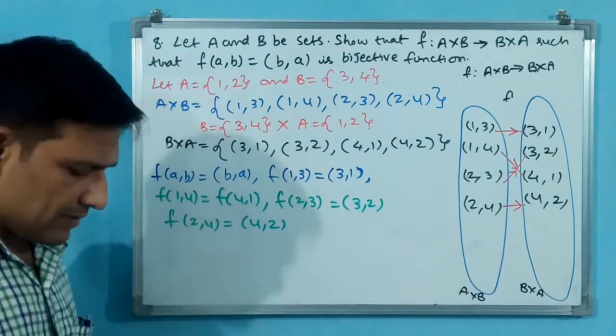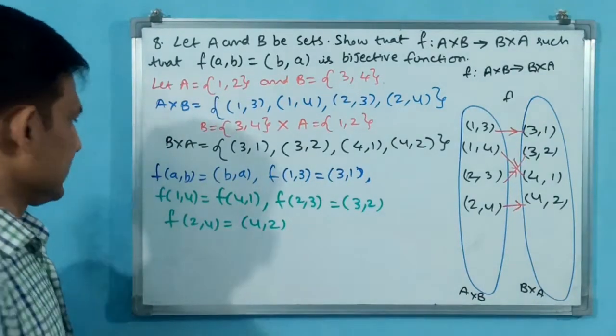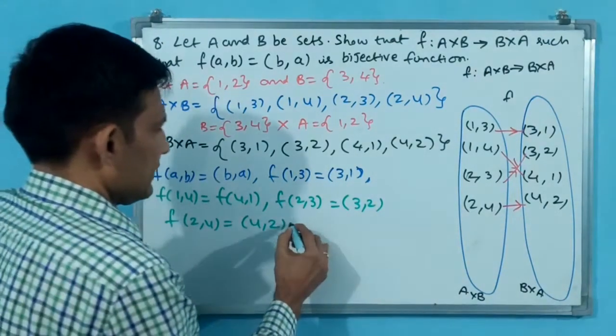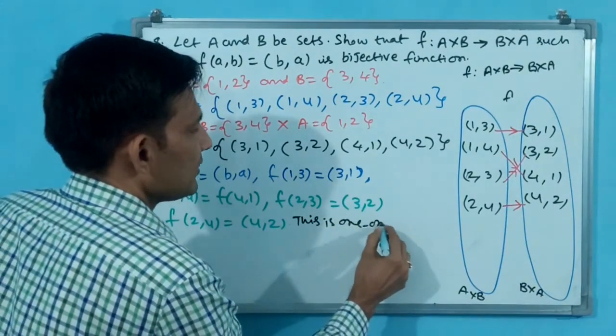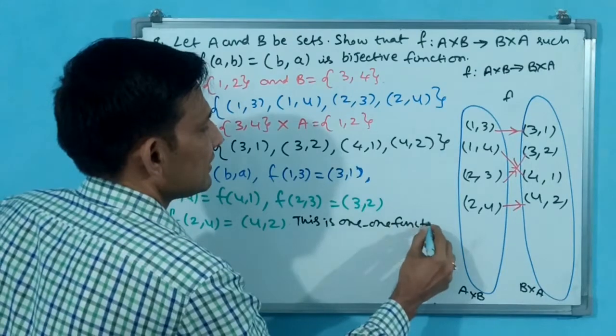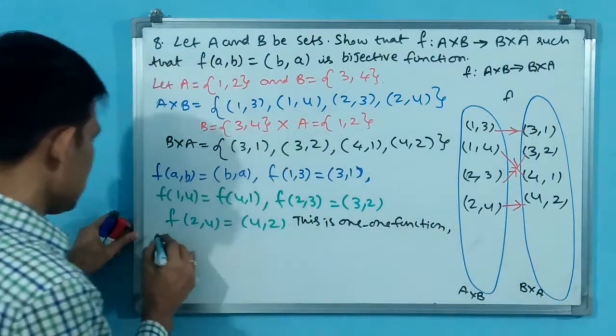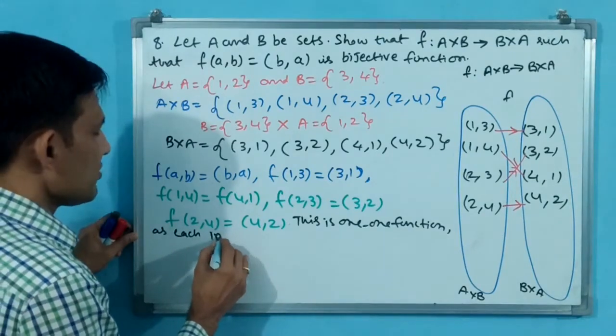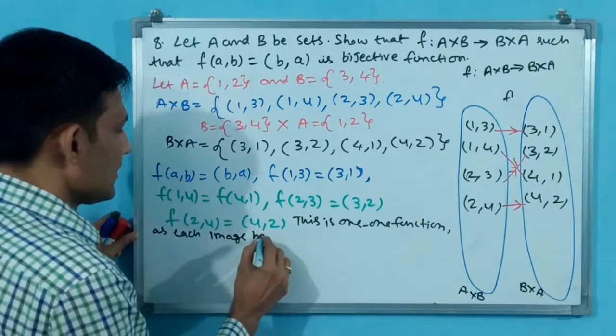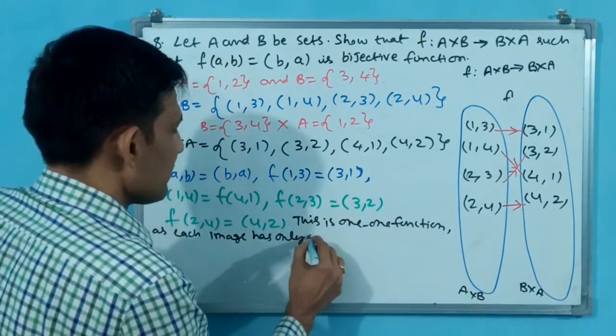Write that one. How to write? This is 1-1 function, as each image has only one pre-image.